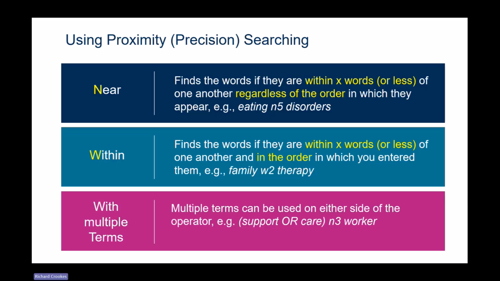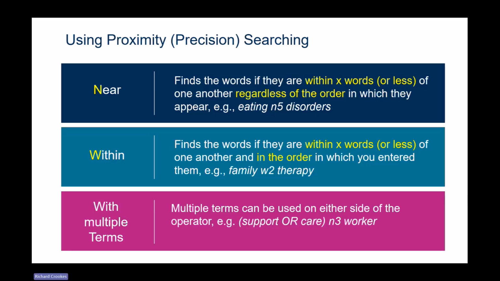Within finds words if they are within a specified word range or maybe less of one another, but in the order in which you enter them. So for example, if you're looking at family therapy, then you could put family within 2 words or less, W2, therapy. Okay. So again, that's an example of how you can use the within operator. So that's more restrictive, of course, because it limits your search terms to the order they're entered in. And that may make some sense on some occasions.